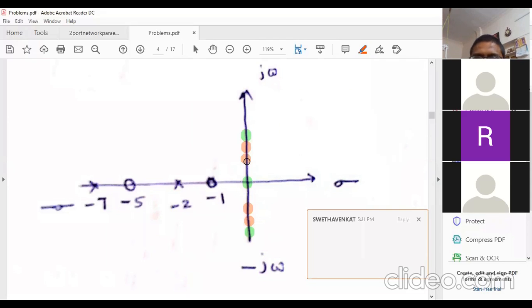Right? So we expect 0, pole, 0, pole, 0, pole, like that alternatively. But here it is a 0, pole, and pole comes continuously, not in the alternative fashion. That means the third condition is not satisfied. So as the third condition is not satisfied, the given network function is not an LC function.